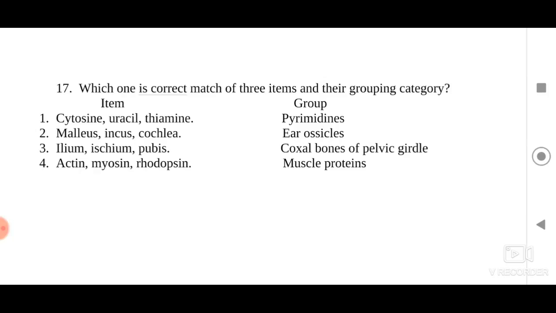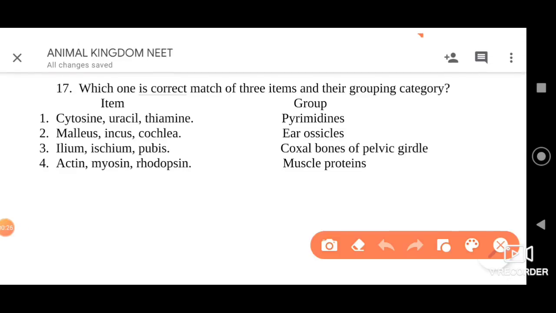Dear students, in the previous classes we have completed till question number 16. So let us go with question number 17 here. We have which one is correct match of three items and their grouping category. Three items had been mentioned in each option towards the left hand side, and towards the right the matching options have been given. We have to identify which among these following four are correct.